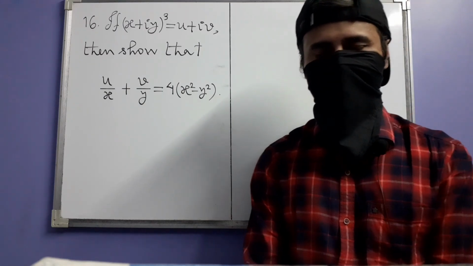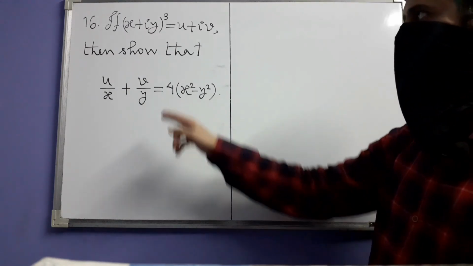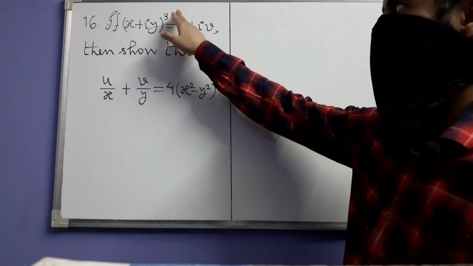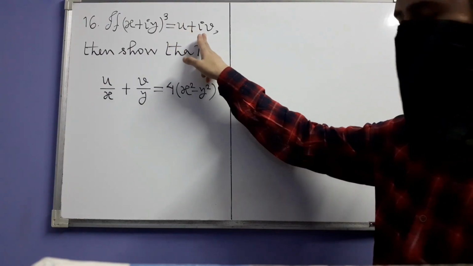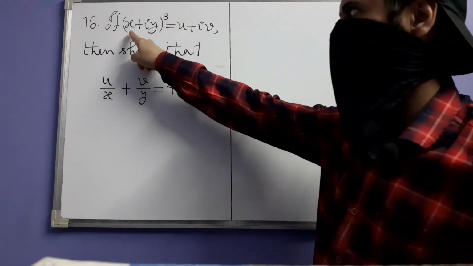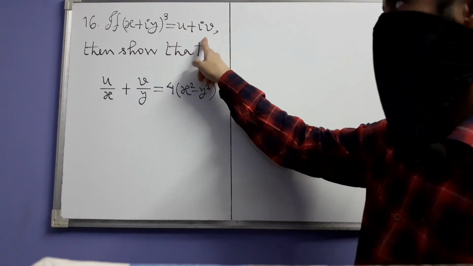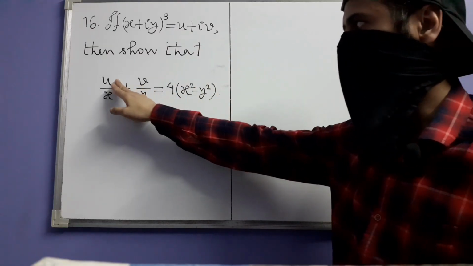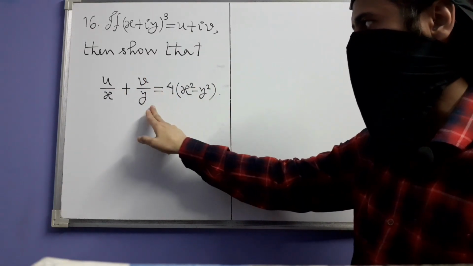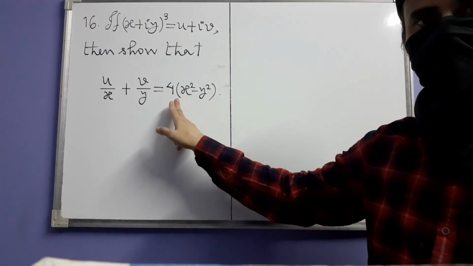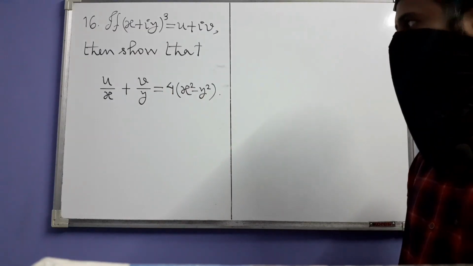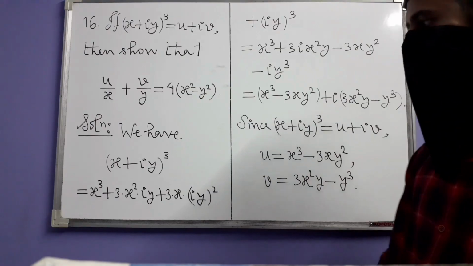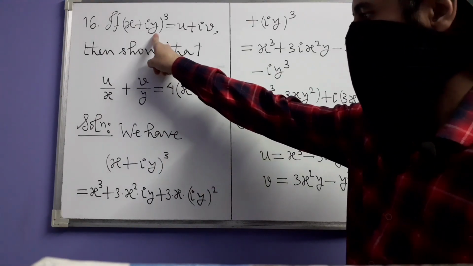Next, number 16. In this one, it's given that (x + iy)^3 = u + iv, where of course it's understood that x, y, u, and v are real numbers. Then we have to show this: u/x + v/y = 4(x² − y²). So we start the solution by expanding this cube.